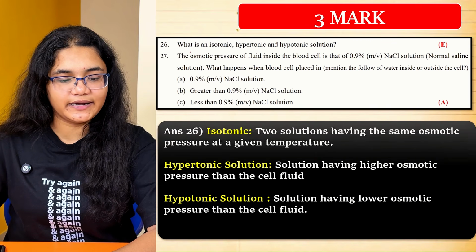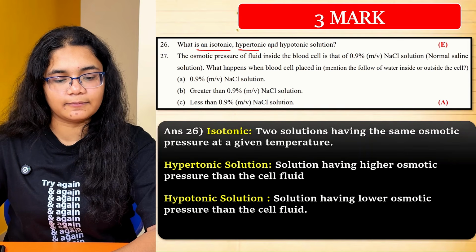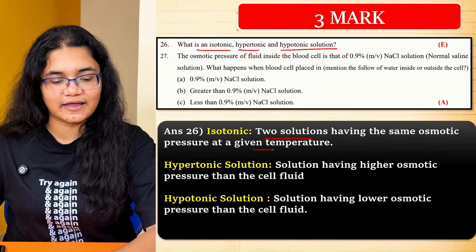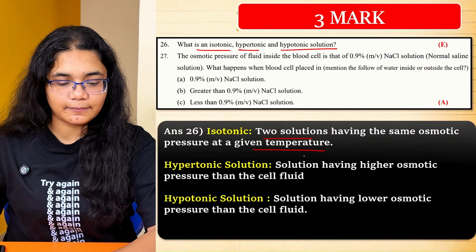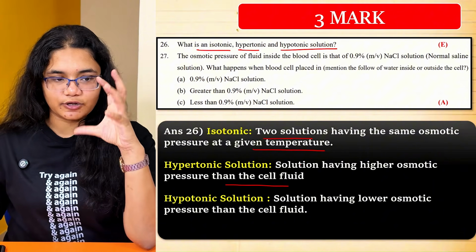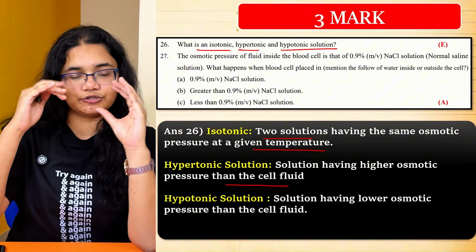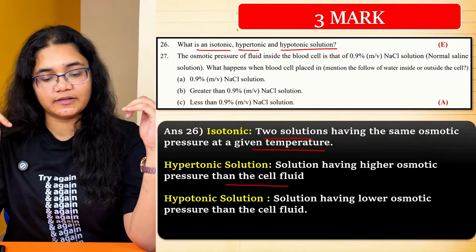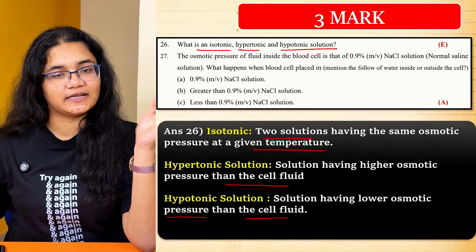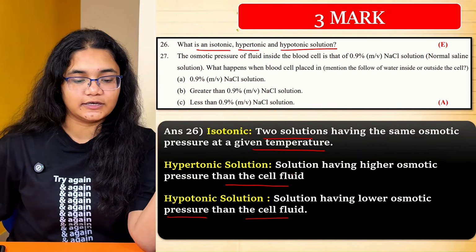Okay, we have discussed, yes. 26th question: what is an isotonic, hypertonic and hypotonic solution? Isotonic solution means two solutions having the same osmotic pressure. Hypertonic means solution having higher osmotic pressure than the cell fluid. Suppose your reference is cell fluid. If the outer solution is having more osmotic pressure, then it is called hypertonic. Solution having lower osmotic pressure than the cell fluid is called a hypotonic solution.